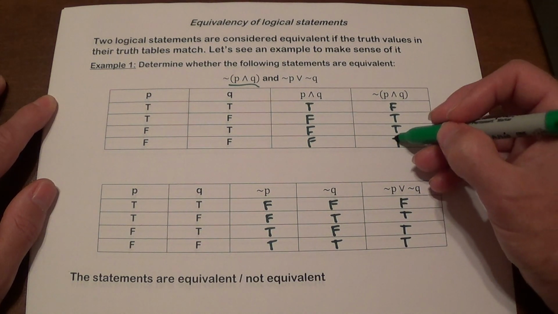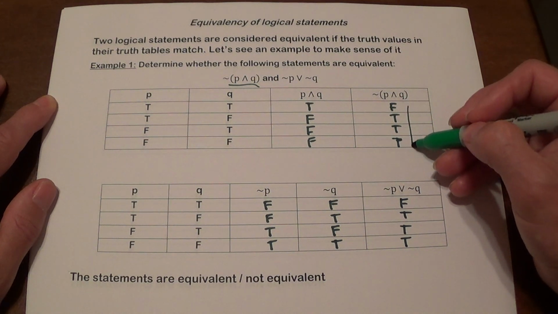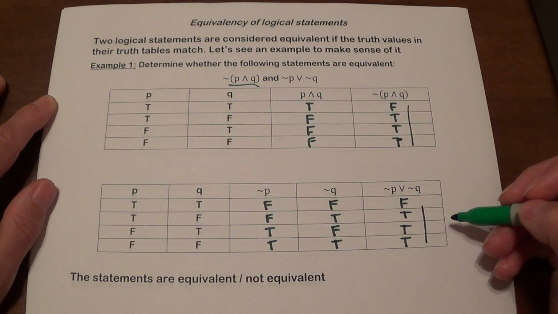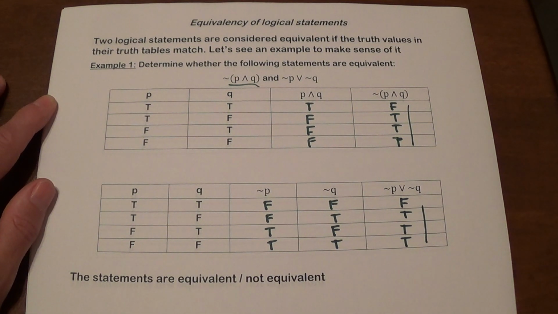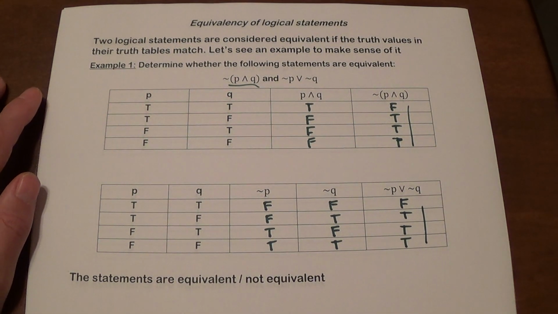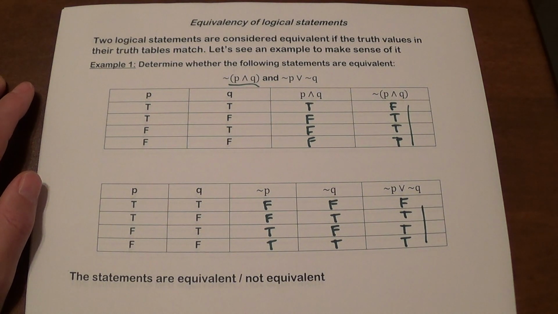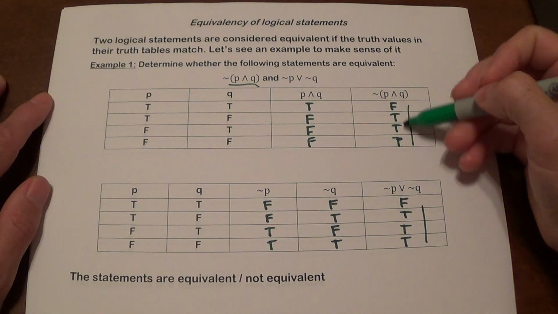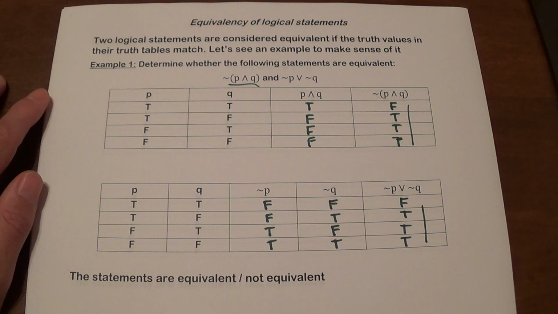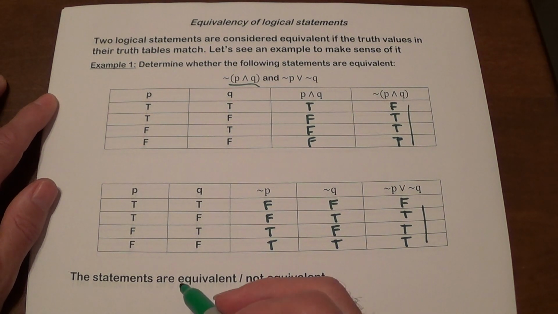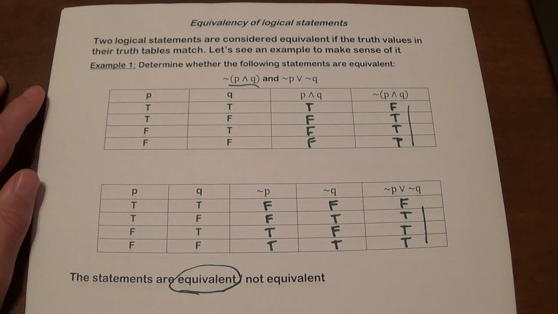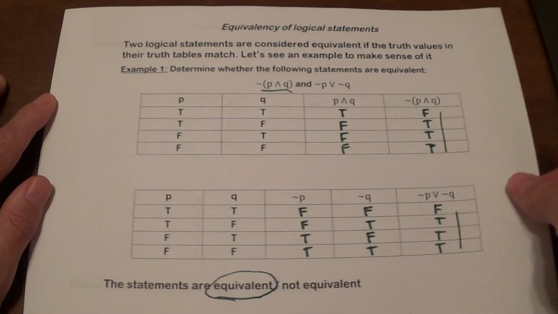So here's what we're looking for. You see these here and this here? They are identical in the same exact order. It doesn't matter how it combines with all the true and false, as long as this matches precisely, then these are equivalent. So these statements are equivalent.